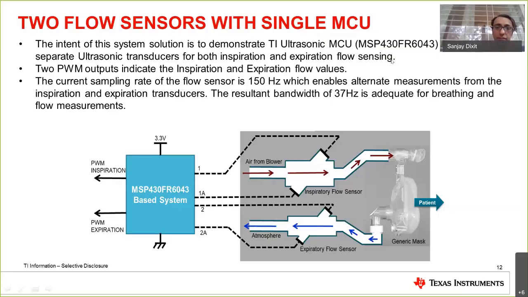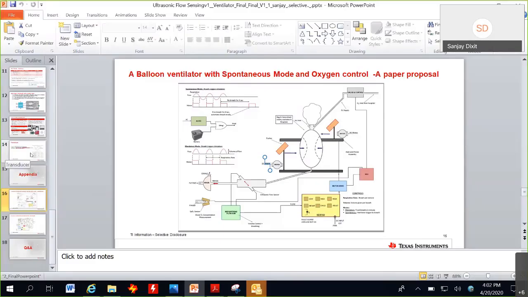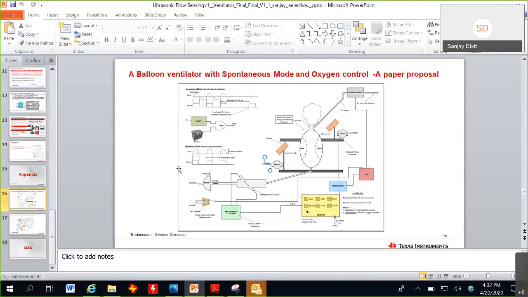In terms of the transducers, we have a Chinese transducer which we prescribe, a 200 kilohertz transducer, which is really what we had. Sorry to run through it very quickly. In the interest of time, we had to run through it a little quick, but that's more or less what we had on flow sensing.